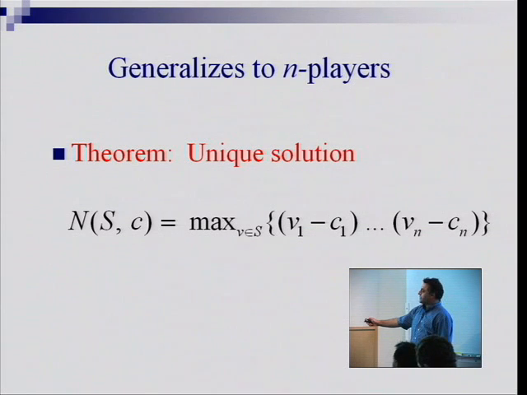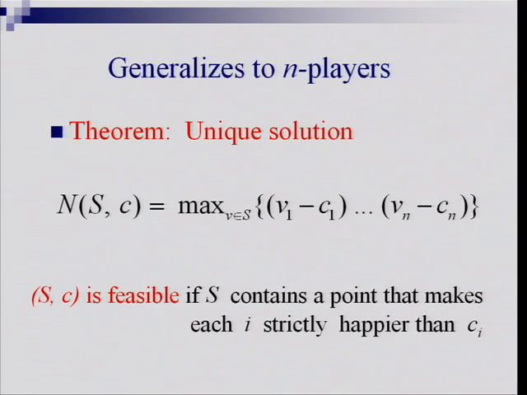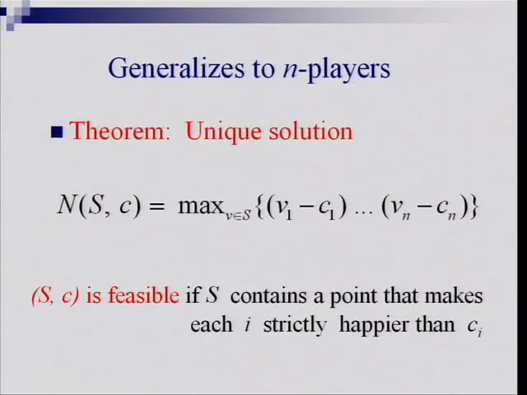Now, it could be that C itself is not in S, because S, after all, is some set, and C could lie outside of it. So maybe there's no way to get a positive amount here. So for that reason, let's say that an instance (S, C) is feasible if S contains a point that makes each player strictly happier than c_i. In that case, we'll say that the Nash bargaining problem or game is feasible. This point should make everybody strictly happier than their own disagreement utility. Because if there's no such point, this maximization may not even make sense. It could be over negative numbers or undefined.